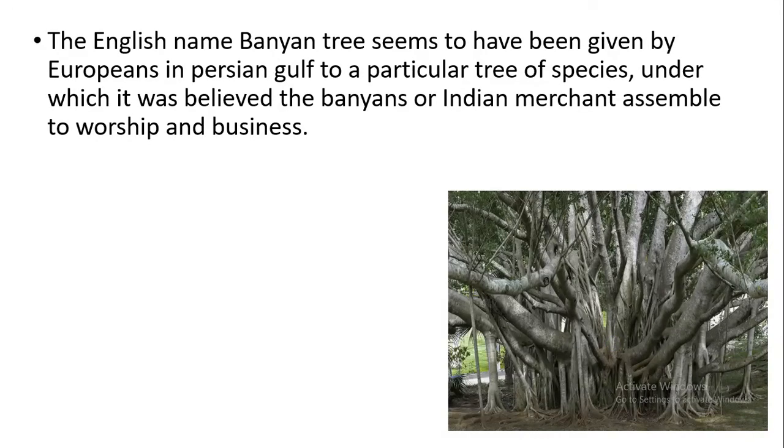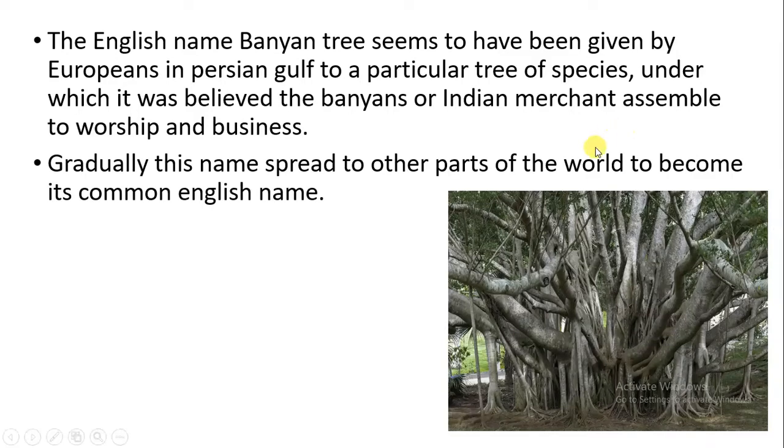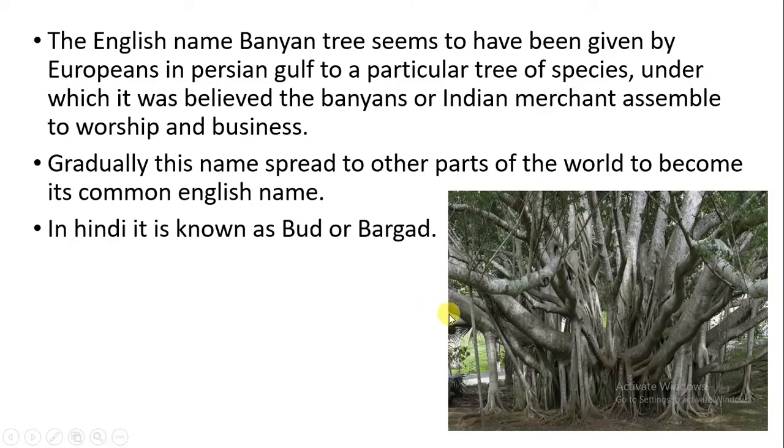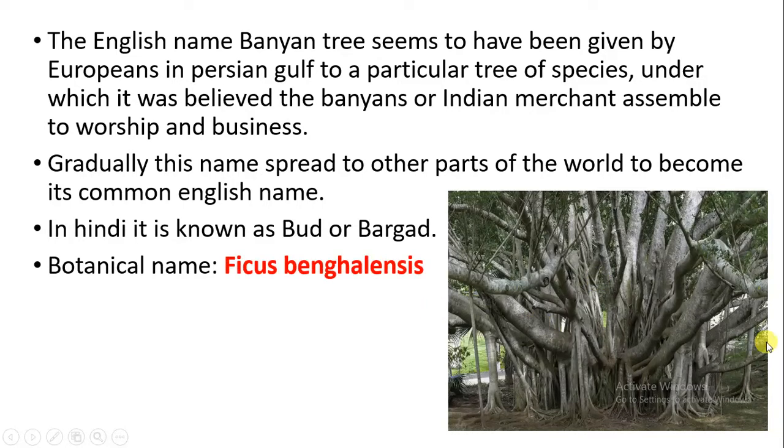The English name banyan tree seems to have been given by Europeans in the Persian Gulf to a particular tree species under which the Banias, or Indian merchants, assembled to worship and do business. Gradually, this name spread to other parts of the world to become its more common name. In Hindi, it is called Bargad or Bud. The botanical name is Ficus bengalensis and it belongs to the family Moraceae.